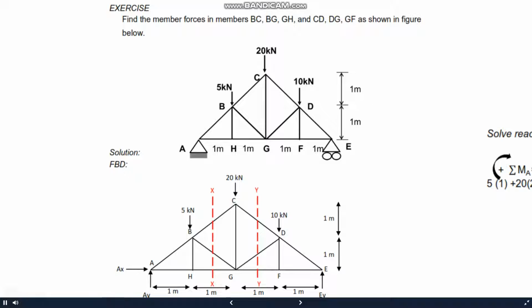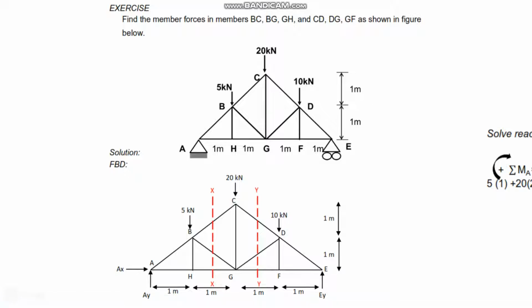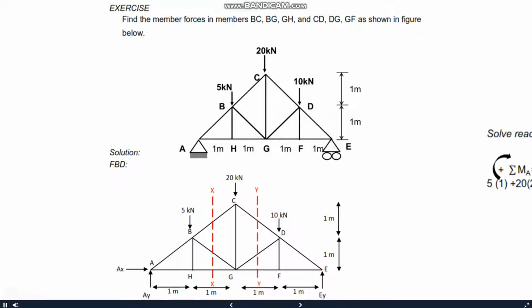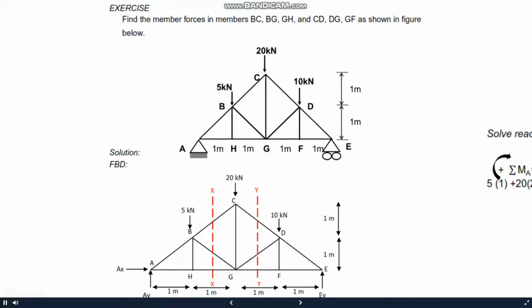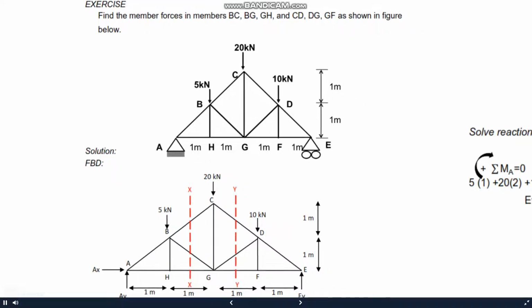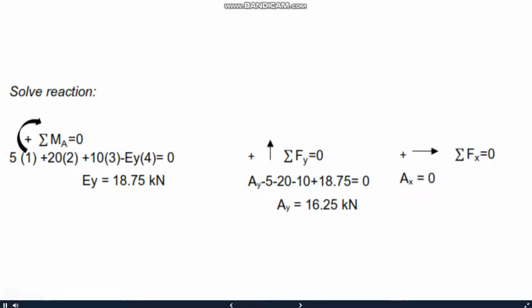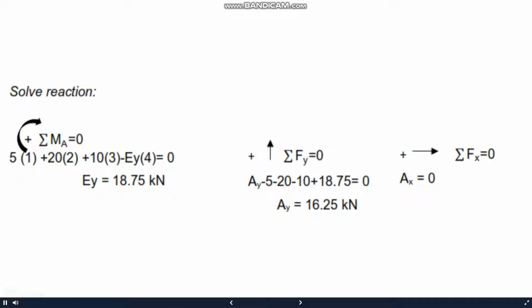We continue to the exercise. In this exercise, you have to find the member forces in members BC, BG, and GH. Another one, you have to find members CD, DG, and GF. In this solution, you can look at the free body diagram. I have cut at the XX section and YY section. The reactions I get are EY 18.75 kN, AY 16.25 kN, and AX equal to 0.